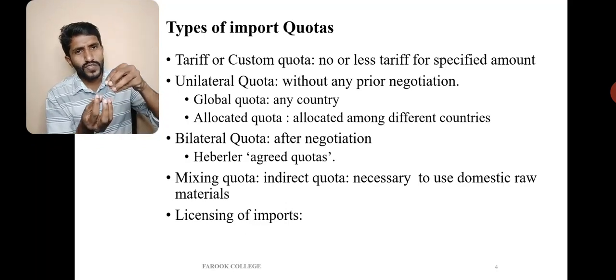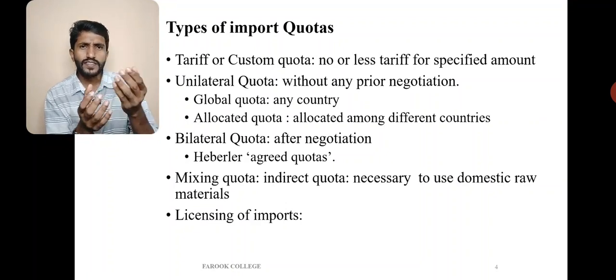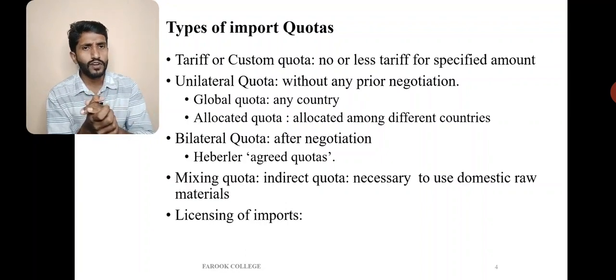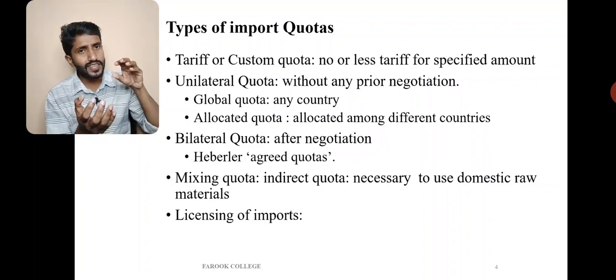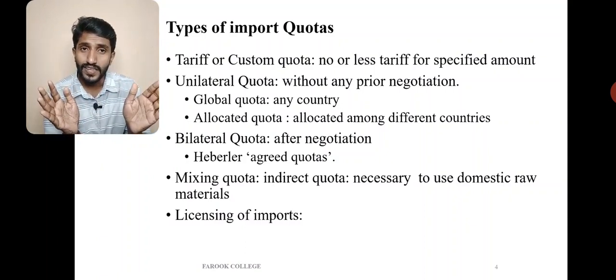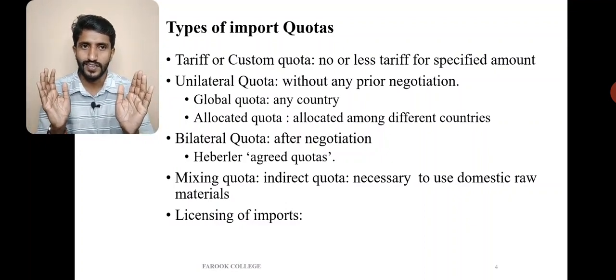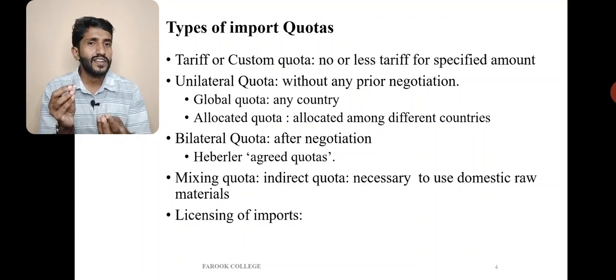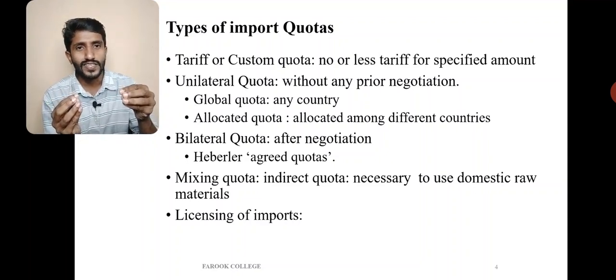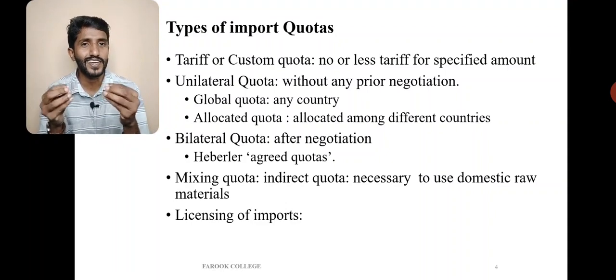It means that suppose we want to promote the domestic production of certain commodities, and some of the inputs might be imported from another country. Then the government can put some restrictions. All the raw materials or all the imports cannot be imported from another country. Some domestic raw materials also should be used in the production of particular commodities. So if the government is following this strategy, it is known as mixing quota.